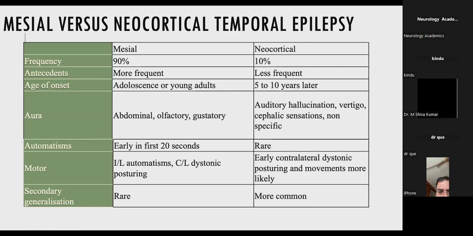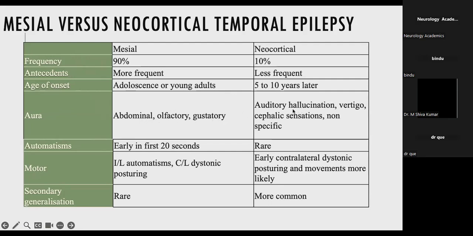Both mesial and neocortical patients will have aura, but the aura in the mesial are mostly abdominal, like rising epigastric sensation, and olfactory and gustatory aura will be there. In neocortical, the patients will have auditory hallucination or vertiginous sensations, or they can have cephalic sensations, and the aura can be non-specific also.